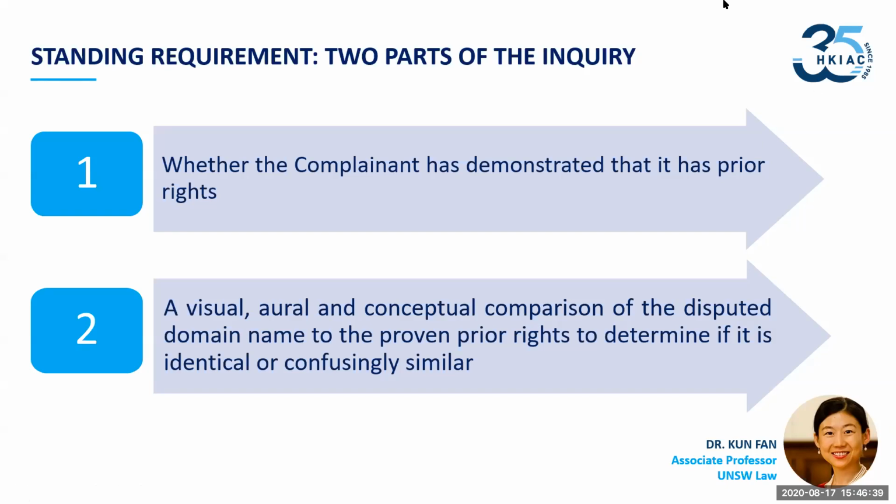So for instance, under UDRP, it's defined as trademark or service mark in which the complainant has rights. Under CNDRP, the language is the name or mark in which the complainant has civil rights or interest. And under the HKDRP, it says that the trademark or service mark in Hong Kong, which the complainant has rights.